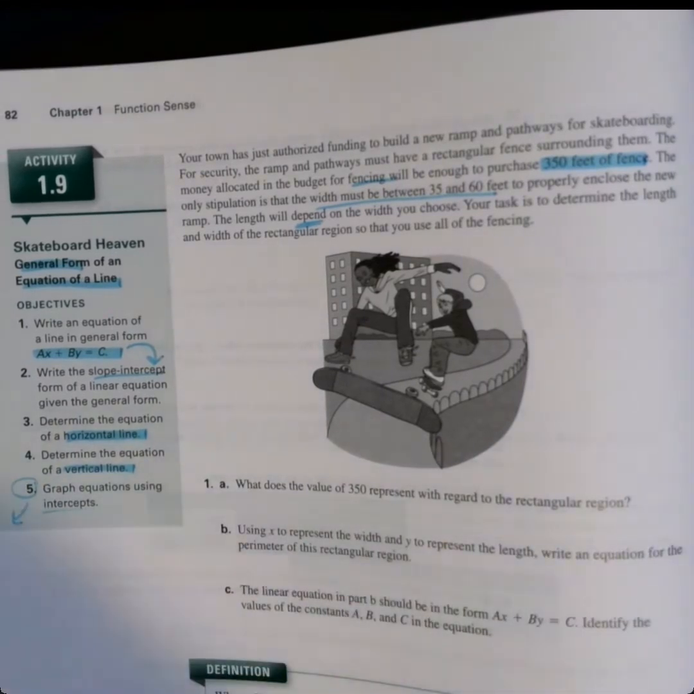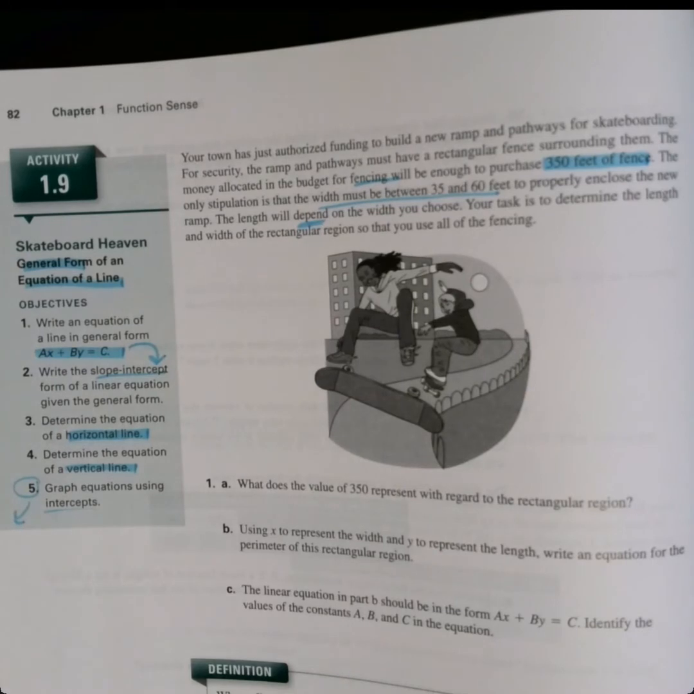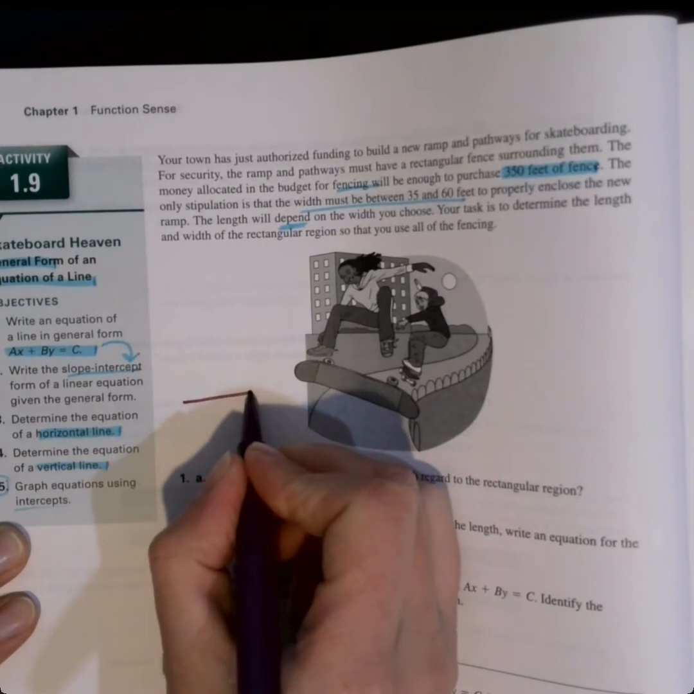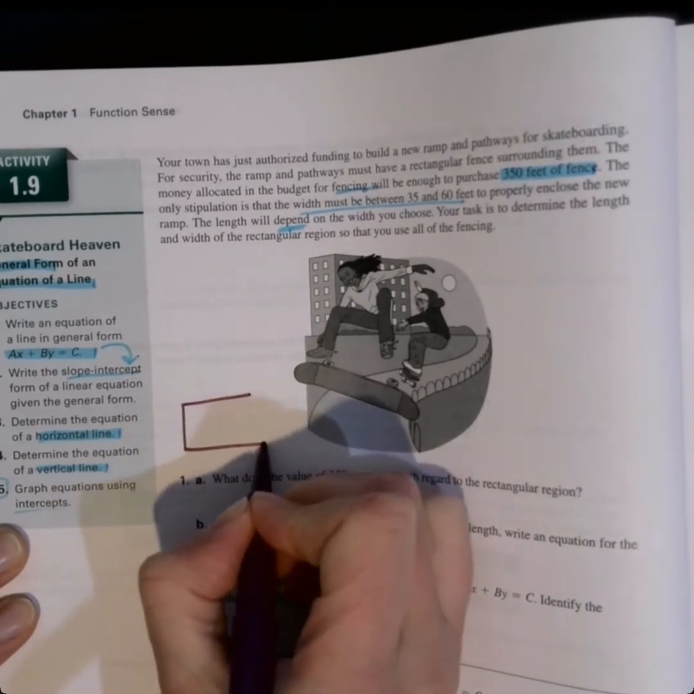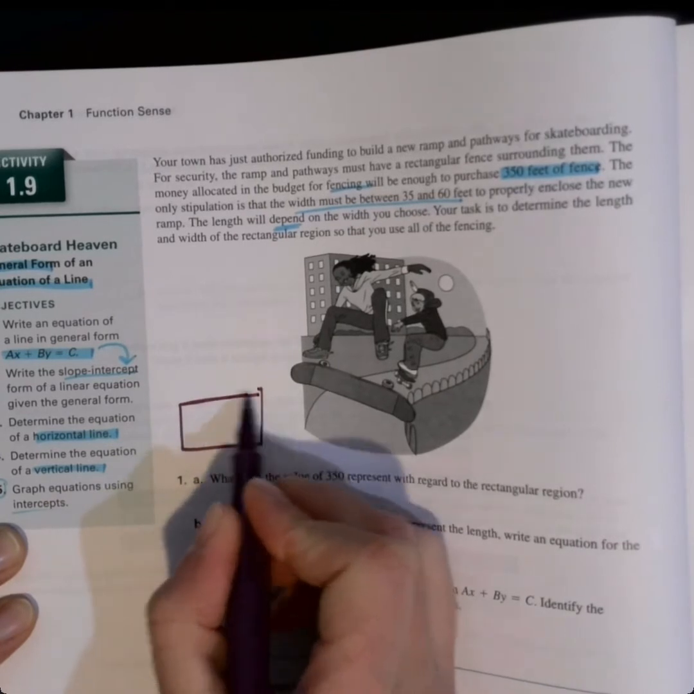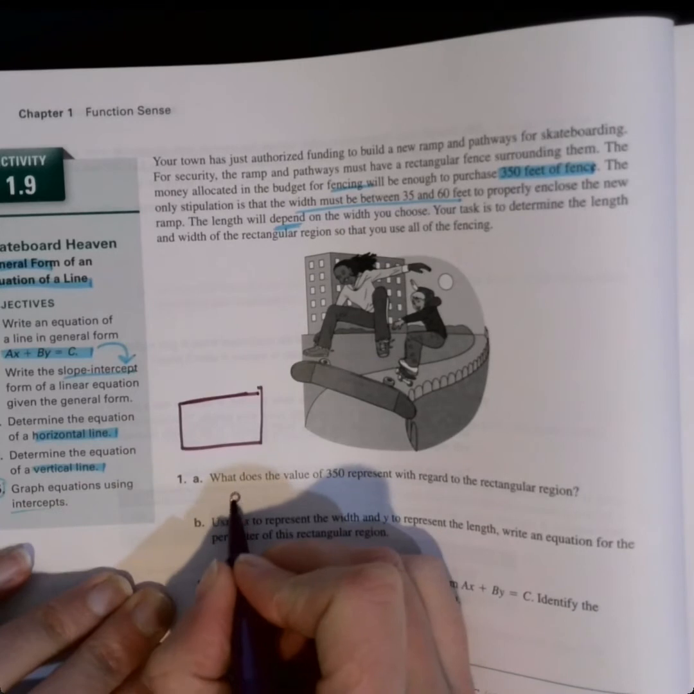Okay, so what value does the 350 represent with regard to the rectangular region? So I've got my skate park, and I'm going to be drawing a rectangular fence around it. And the 350 is going to be the outside edges of my skate park, and so it's the perimeter.